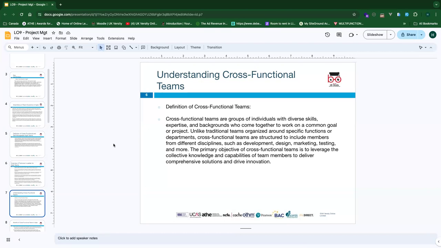Obviously, the marketing team, they advertise and everything. They create SEO content, search engine content. And the testing team, they test the software that has been developed by the developers and all. So most new companies have this. So the primary objective of cross-functional teams is to leverage the collective knowledge, skills, and capabilities of team members to deliver comprehensive solutions and drive innovation.